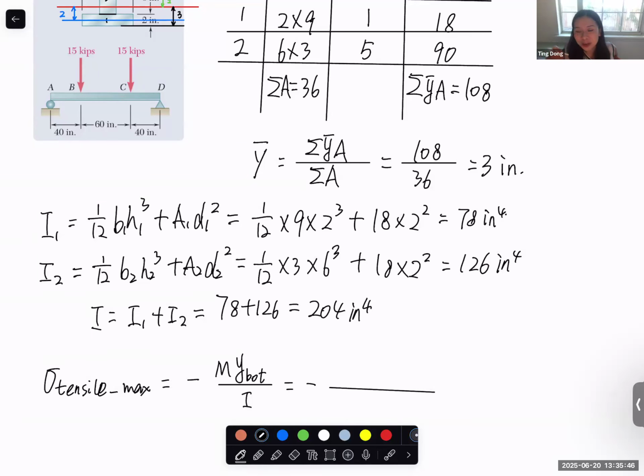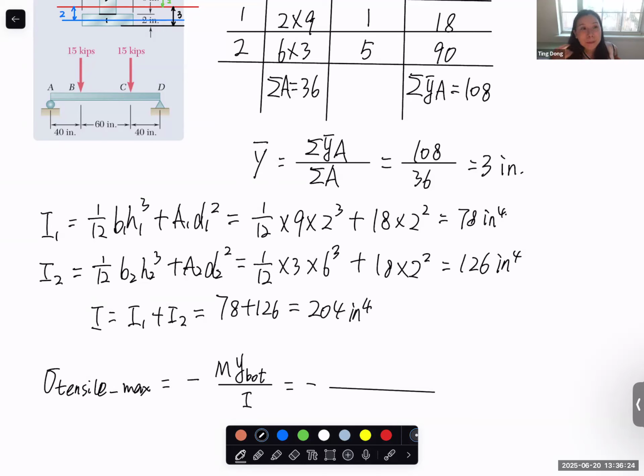Wait, is it times 40 or times 60? You guys are confused. This is a statics problem. 40, yes, it should be 40. Y bottom should be negative. Make it positive. Yes, you're correct. The maximum tensile stress is at the bottom, and at the bottom Y is below the neutral surface, so Y is a negative value, and you have a negative sign in front of the equation. Negative times negative gives positive, so you have the maximum tensile stress.